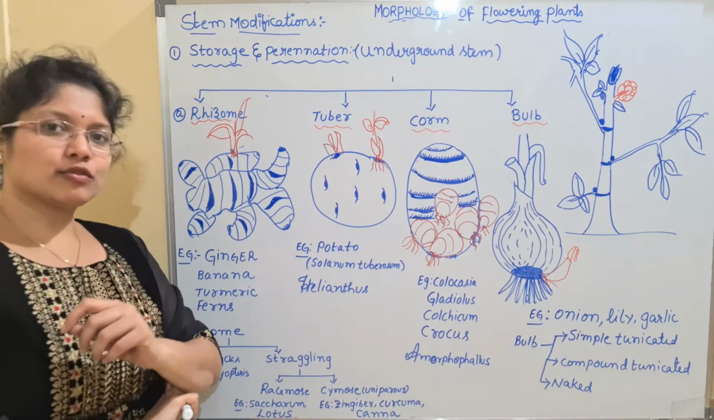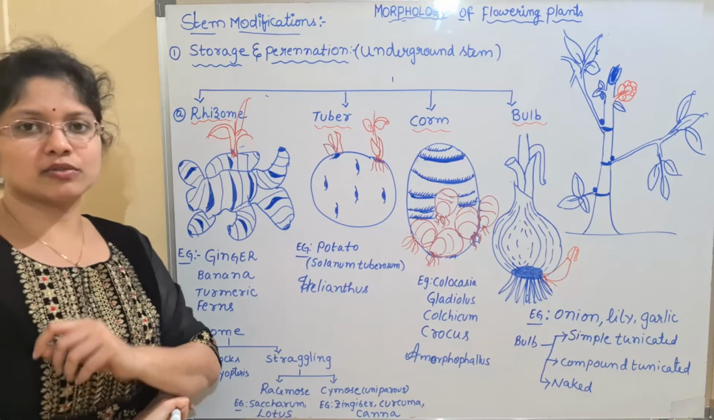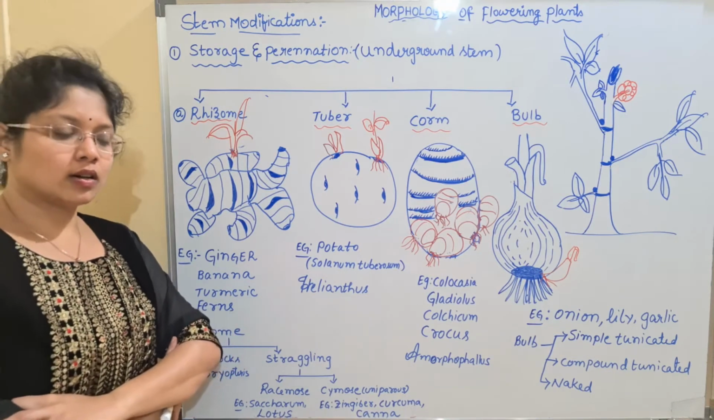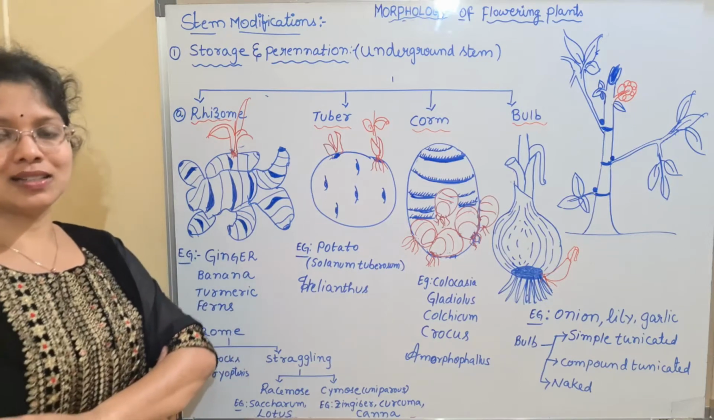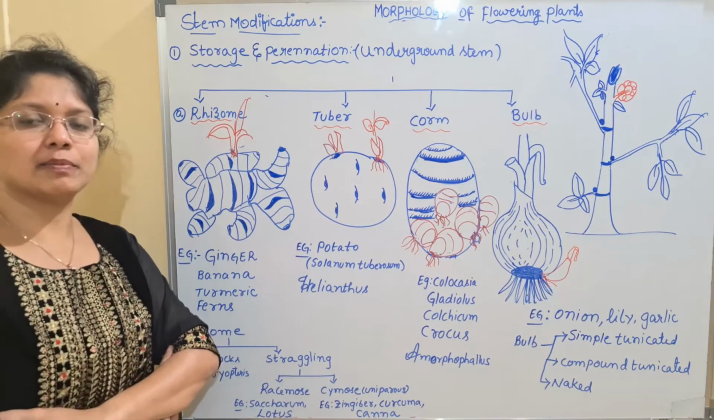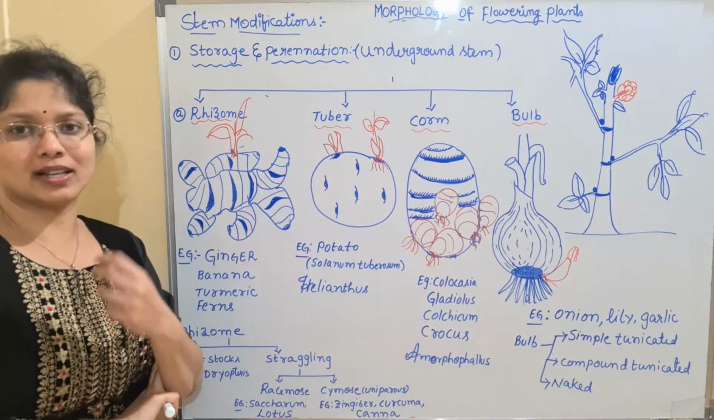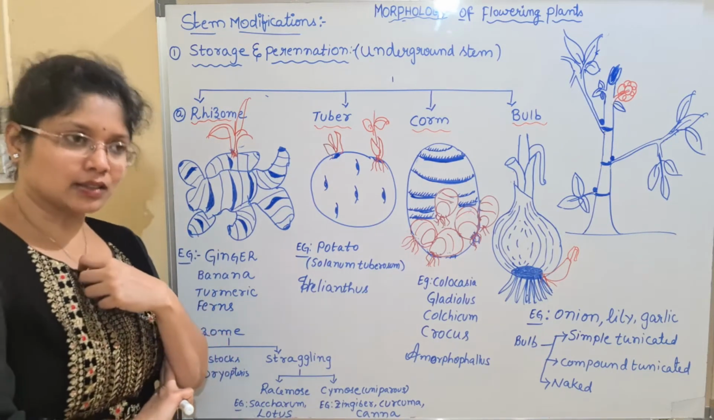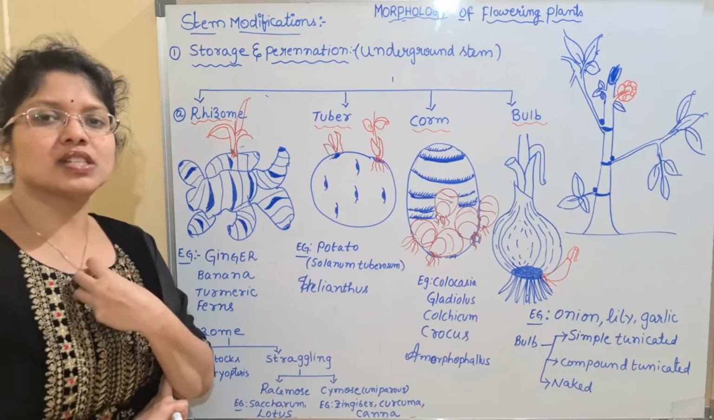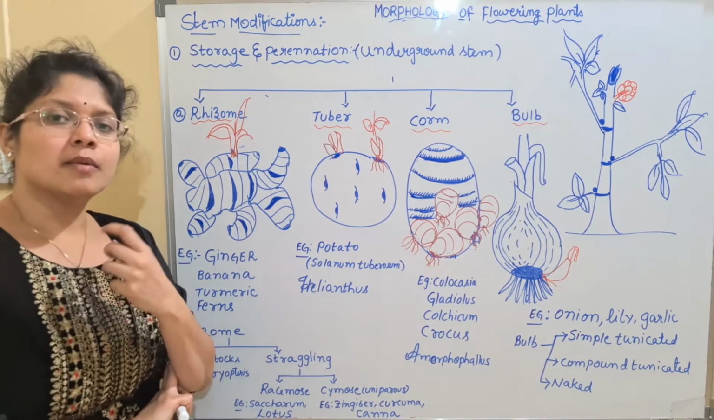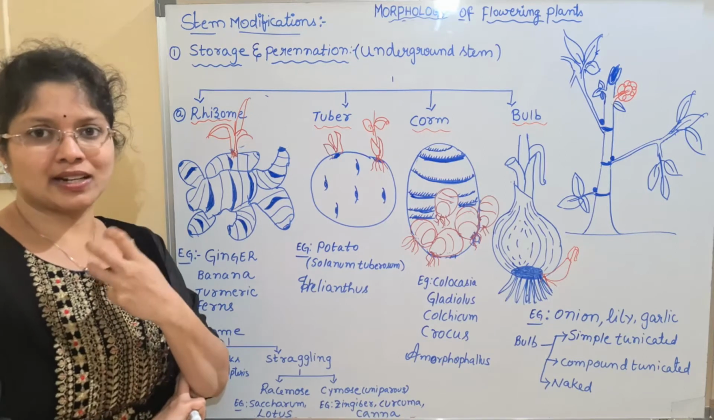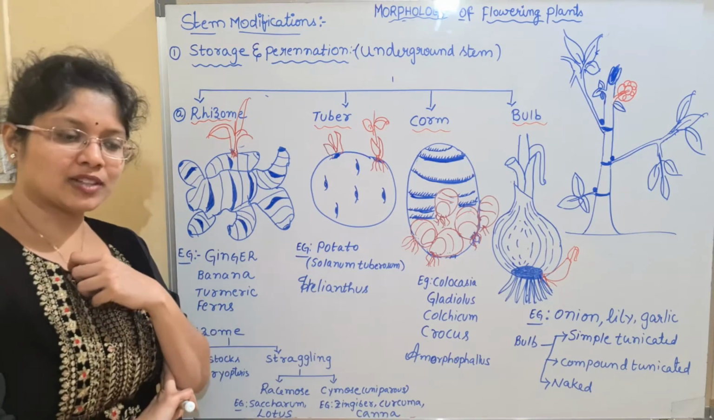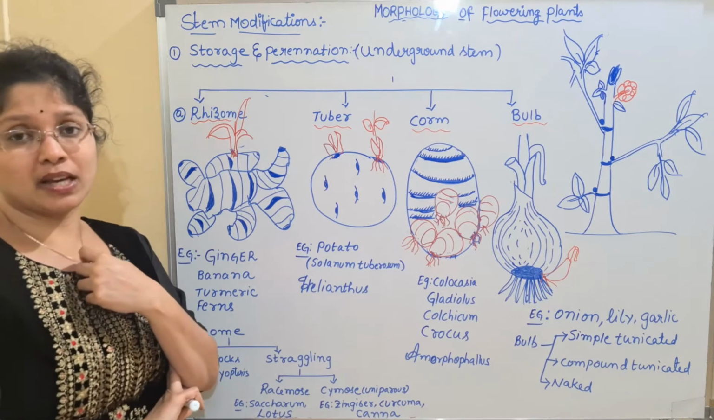Even in animals, there are certain animals which become passive in the winter season. They store a lot of fat inside the fat cells, and they hibernate. There we call it hibernation, and here we call it dormancy. So in plants we generally call it dormancy, but for animals we can say dormant state, or hibernation. Some of the animals take water but avoid food.